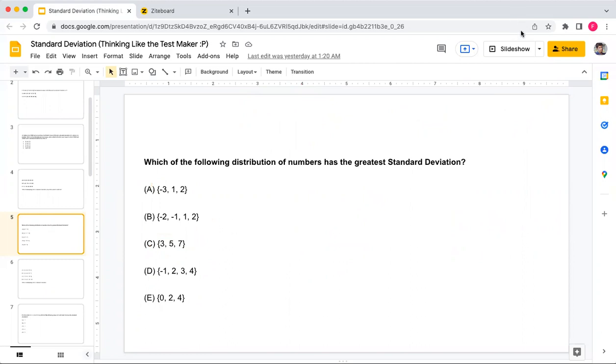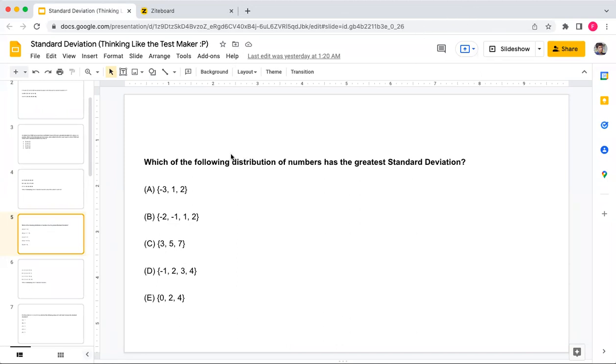Now let's see how we can compare A and D. A is -3, 1, and 2. D is -1, 2, 3, and 4. How can we compare these now? From the mean. Directly by the formula also. Yes, there again, we can compute.